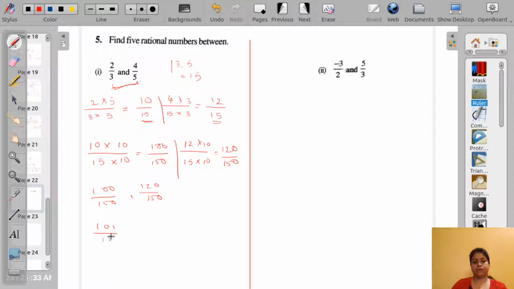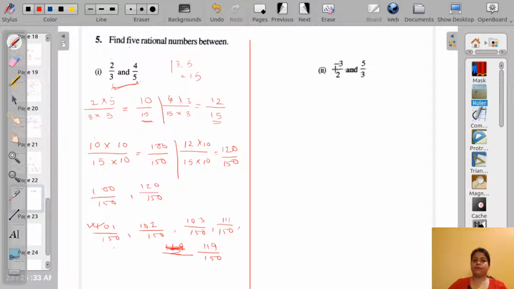101 by 150, 102 by 150, 103 by 150, 111 by 150, choose any number, 119 by 150. Okay. So these 5 rational numbers we have written between 2 by 3 and 4 by 5.